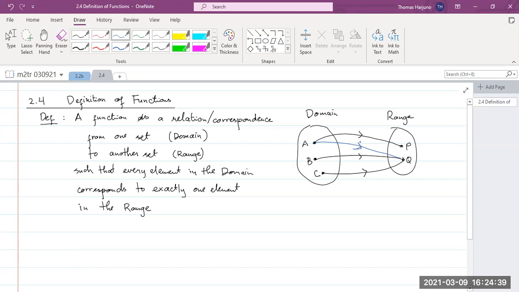It is still a relation, basically everything. Okay, but because of that blue correspondence, this is no longer a function. Without that blue correspondence, it is a function because every element in the domain corresponds to exactly one element in the range. We call this diagram the mapping diagram, or the mapping.